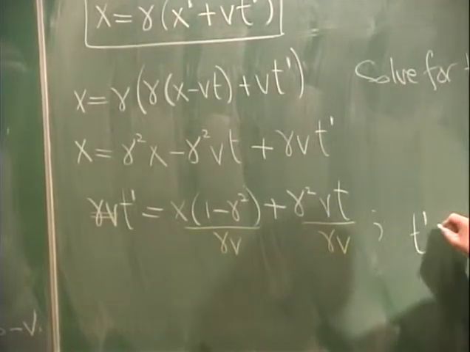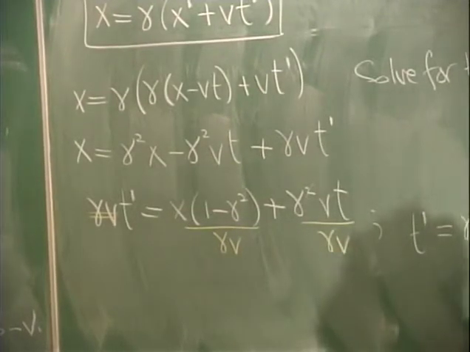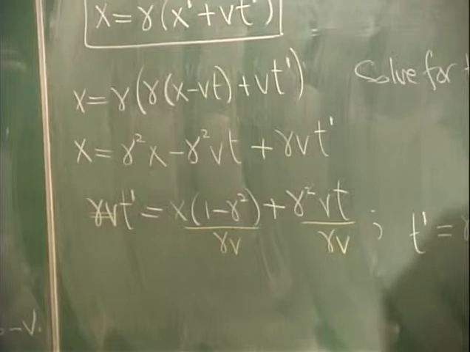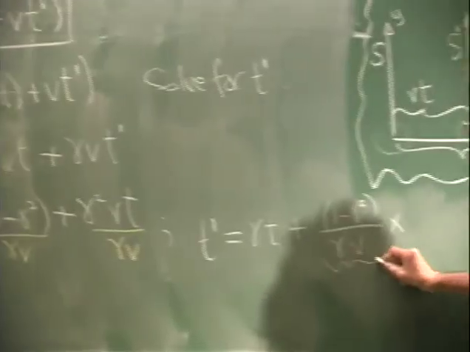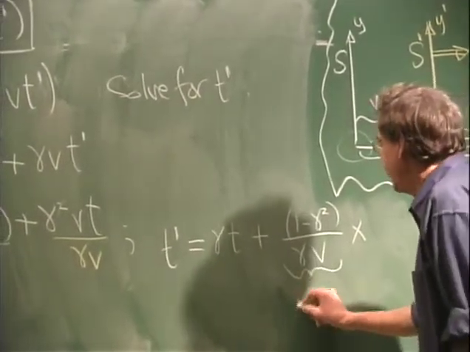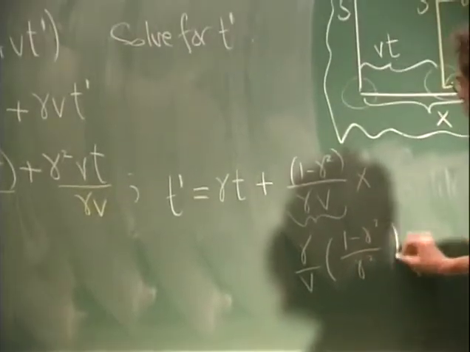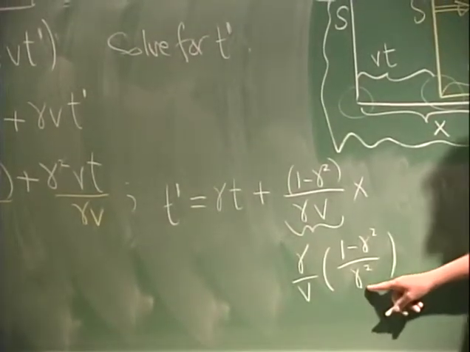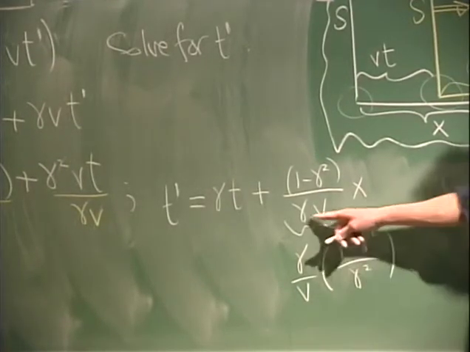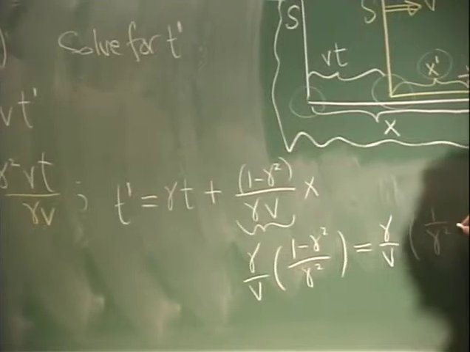This says that t prime is equal to, now put this term first, the v's cancel, and one gamma cancels, so this is gamma times t, and then the second term is plus 1 minus gamma squared divided by gamma v times x. What a mess. But actually, this thing can be tidied up, that expression there, 1 minus gamma squared over gamma v. Let me write it as gamma over v times 1 minus gamma squared over gamma squared. You see what I did? I multiplied top and bottom by gamma. So I had a gamma out there and a gamma squared now in the denominator. That's nice because this is gamma over v times 1 over gamma squared minus 1.